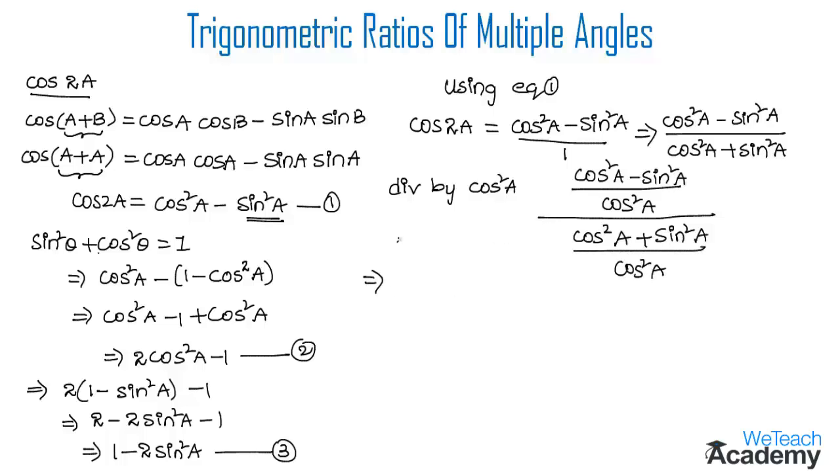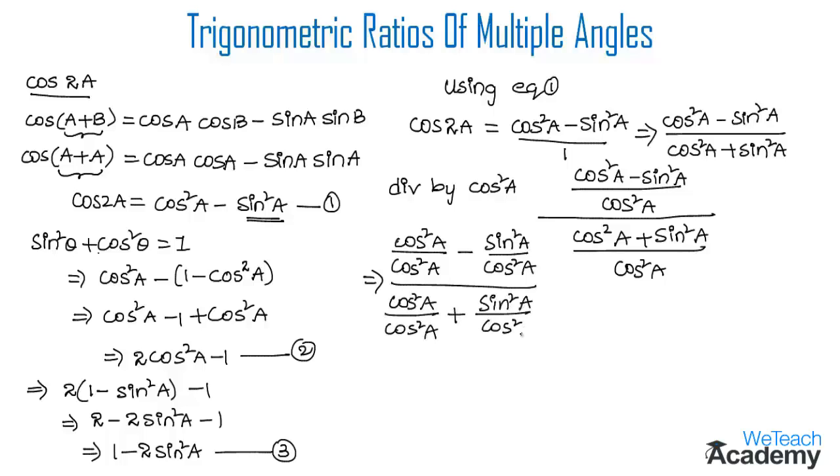Now let us simplify. In the numerator, cos square A by cos square A gives 1, and in the denominator similarly. So we get 1 minus sin square A by cos square A, which is nothing but tan square A, divided by 1 plus sin square A by cos square A, which is tan square A. So this is the formula of cos 2A in terms of tan.